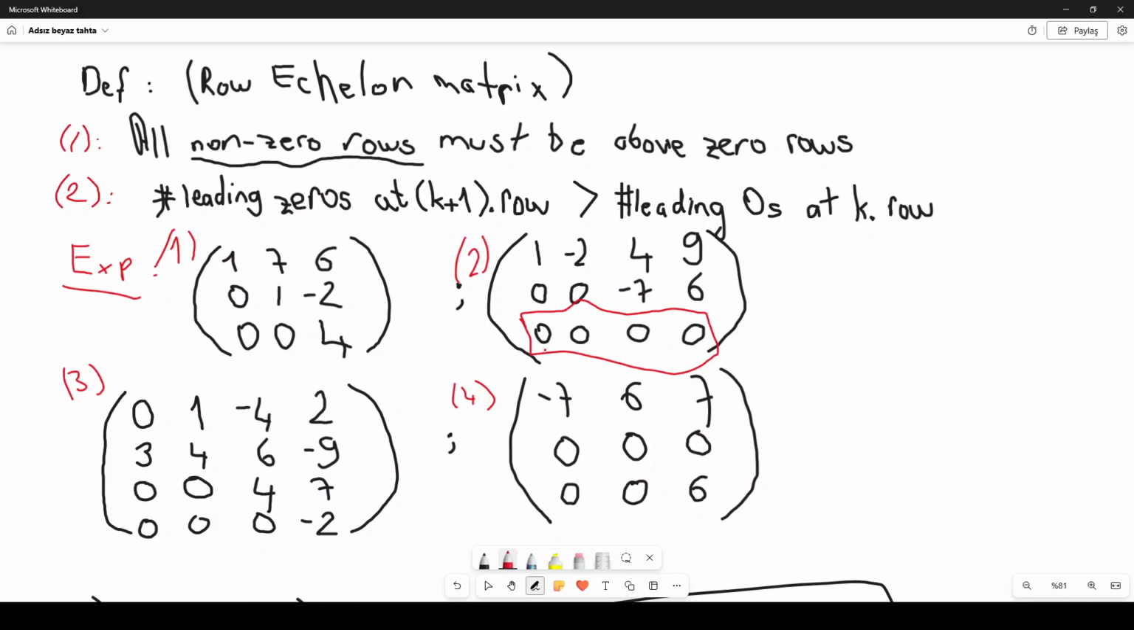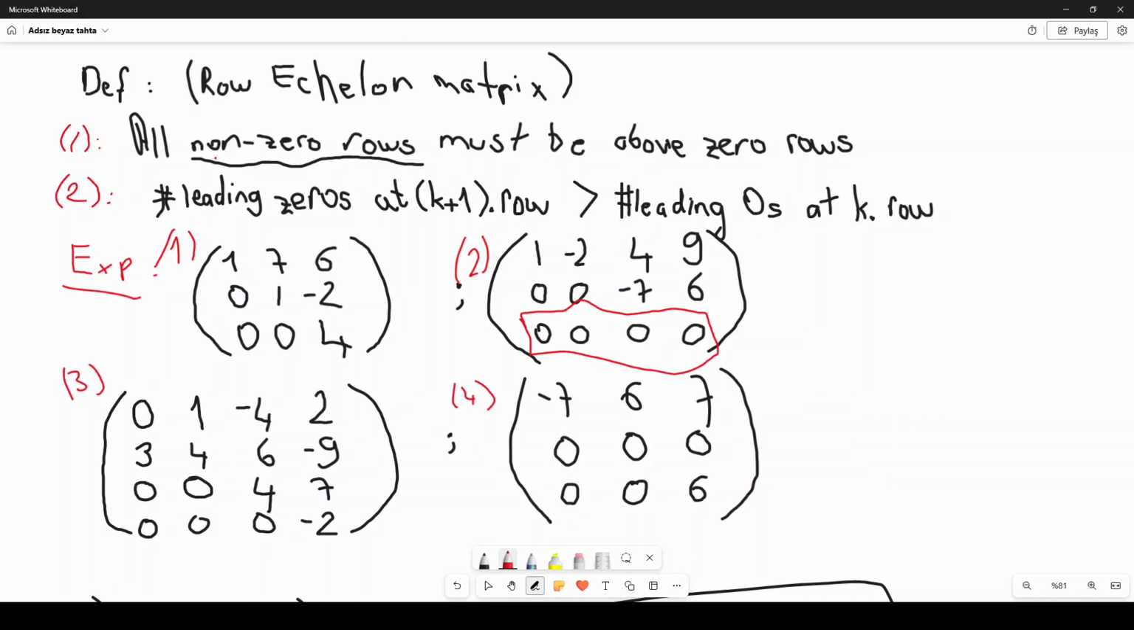It consists of only zeros, so it's called a 0 row. But the first and second rows are non-zero rows because they have at least one element which is different than 0. Okay, this is some of the terminology, the meaning of a non-zero row and a 0 row. Okay, getting back to our point.